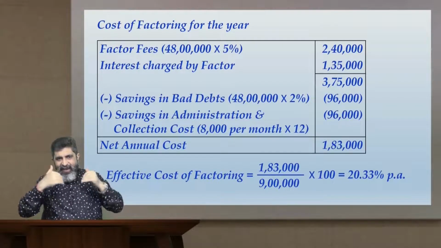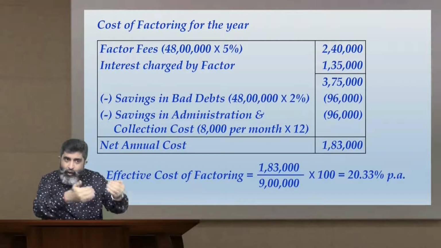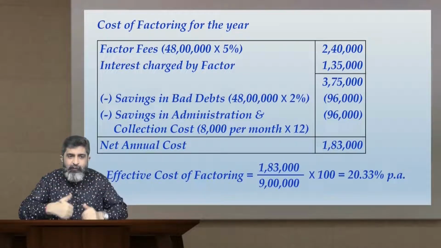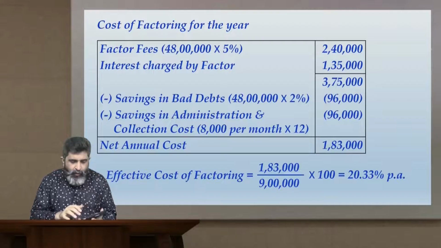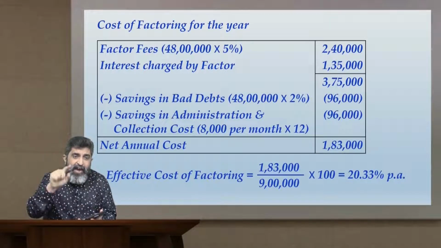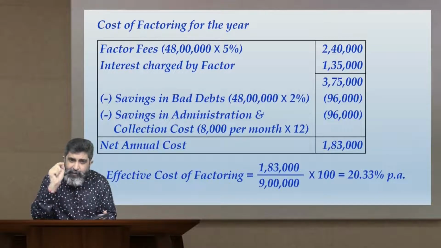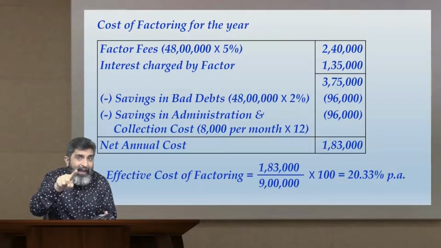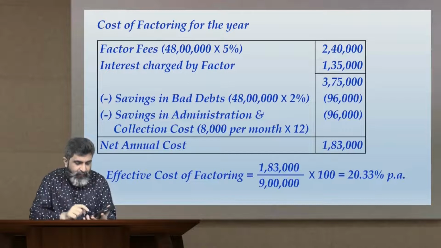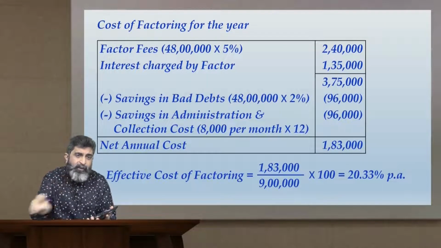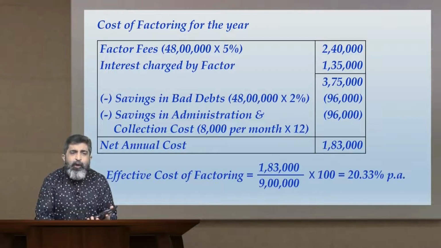Factor gave me 9 lakhs already. Out of 12 lakhs I have already received 9 lakhs. Now factor will charge fees of 5%. 5% fees will be charged by the factor on 12 lakhs, not 48 lakhs, 12 lakhs. Why? Because I am not calculating now for the entire year, I am calculating for one cycle.